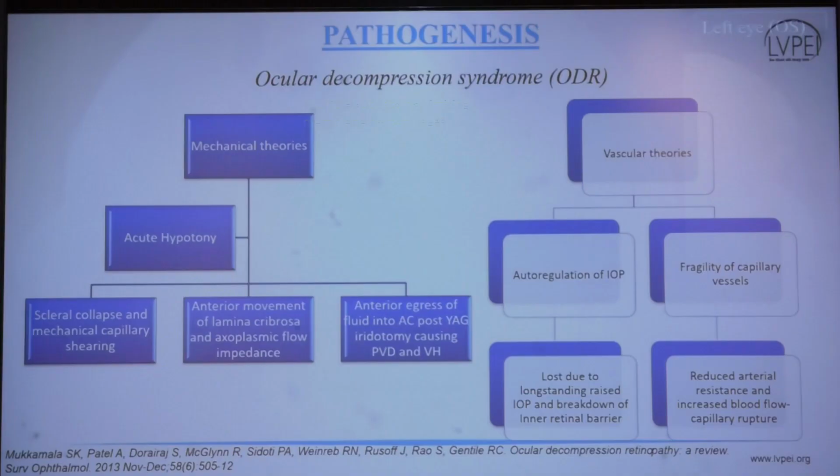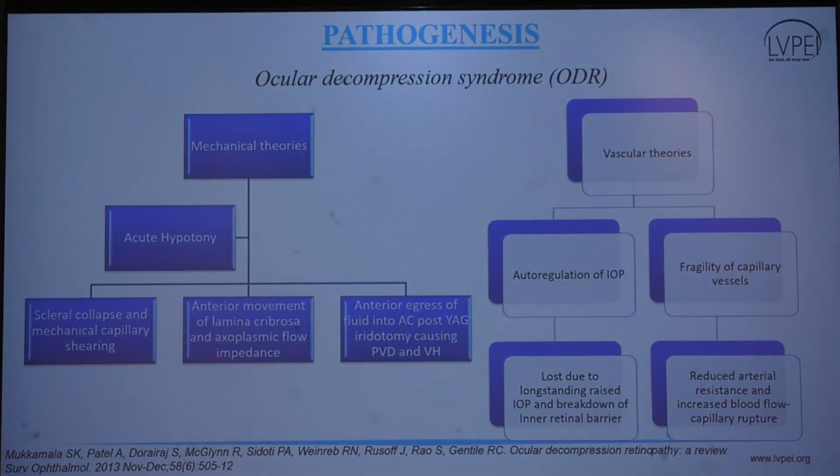If we look at the pathogenesis of ocular decompression syndrome, there are two theories in the literature, the mechanical theory and the vascular theory. The mechanical theory states that there is a scleral prolapse and mechanical capillary shearing which leads to the hemorrhage. Another theory states that there is an anterior movement of the lamina cribrosa, and because of that the axoplasmic flow is impeded. And lastly, there is an anterior egress of fluid from the posterior segment into the anterior chamber post-YAG iridotomy, causing a posterior vitreous detachment and a vitreous hemorrhage.